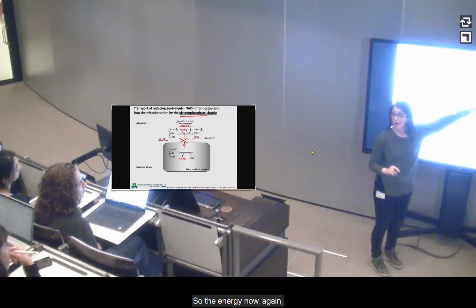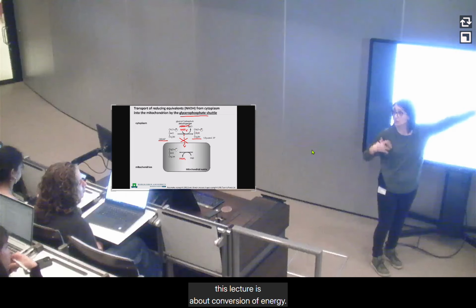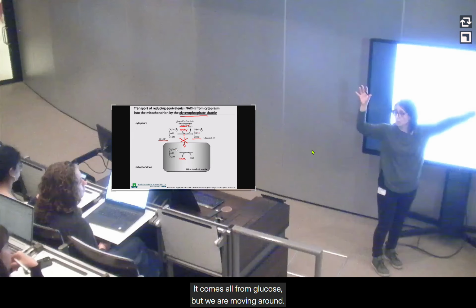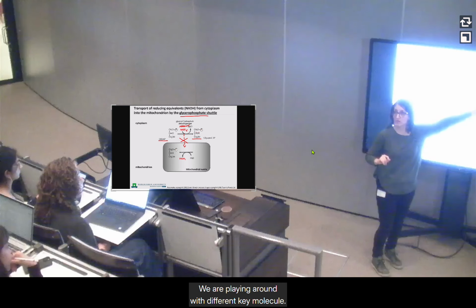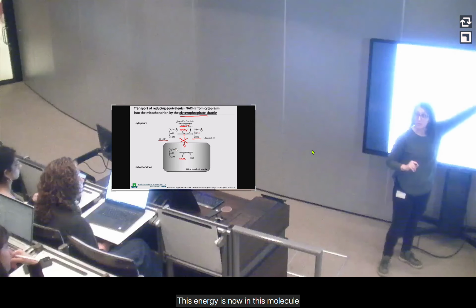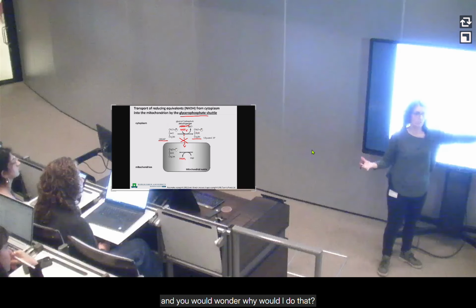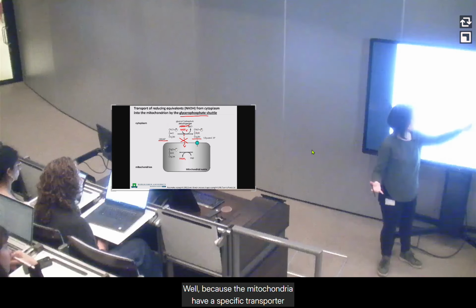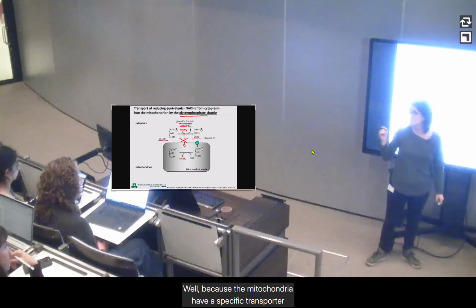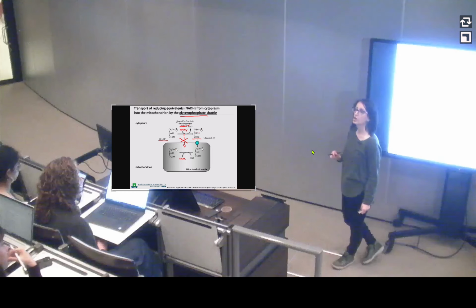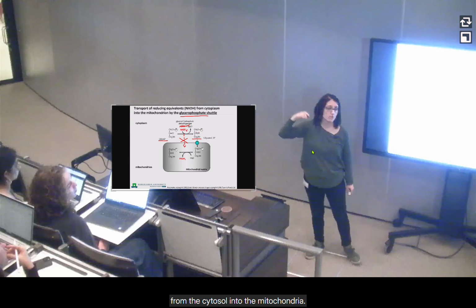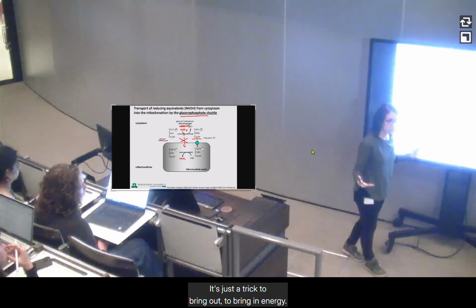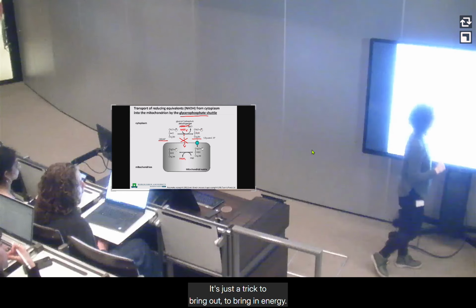So the energy now, again, this lecture is about conversion of energy. It all comes from glucose, but we are moving around, playing around with different key molecules. This energy is now in this molecule. And you would wonder, why would I do that? Because the mitochondria have a specific transporter for this molecule. So now the molecule can bring this energy from the cytosol into the mitochondria. It's just a trick to bring in energy.